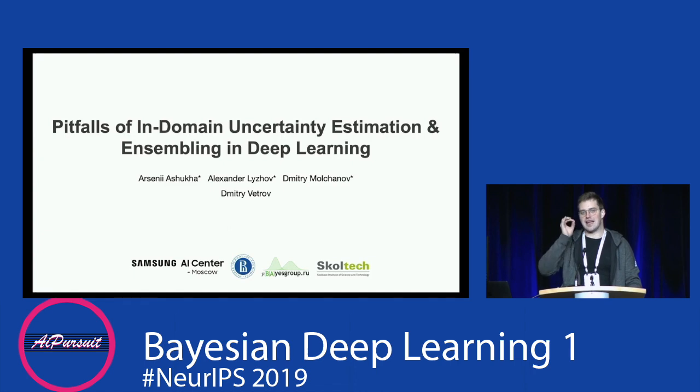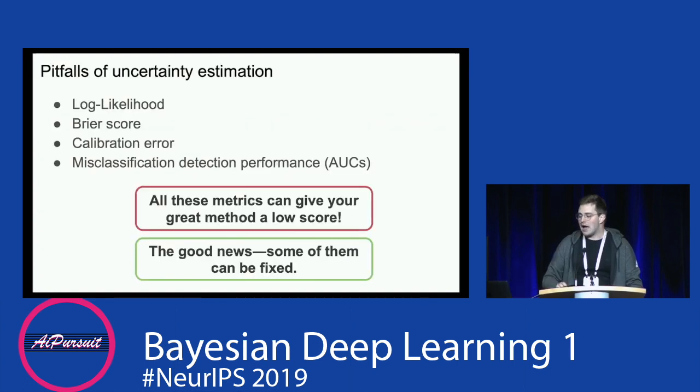Uncertainty estimation has become a widely used benchmark for assessing the quality of Bayesian deep neural networks and especially ensembling techniques. And today we have a lot of methods for building ensembles and a lot of metrics for uncertainty estimation. And the question is, are these popular metrics actually the right choice for assessing the uncertainty? And the answer is actually no.